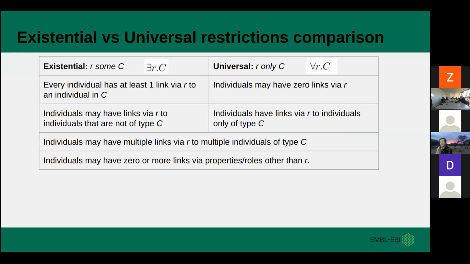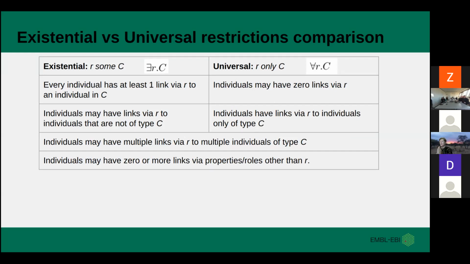So first, the differences. If you look at the existential restriction, an individual that has an existential restriction to something else will always have at least one link via that relation to C. So if we have R some C, then an individual will have at least one R link to an individual in C. If you look at universal restriction, R only C, in that case, you may sit in a situation where that individual has 0 links via R to C. So that's the first difference.